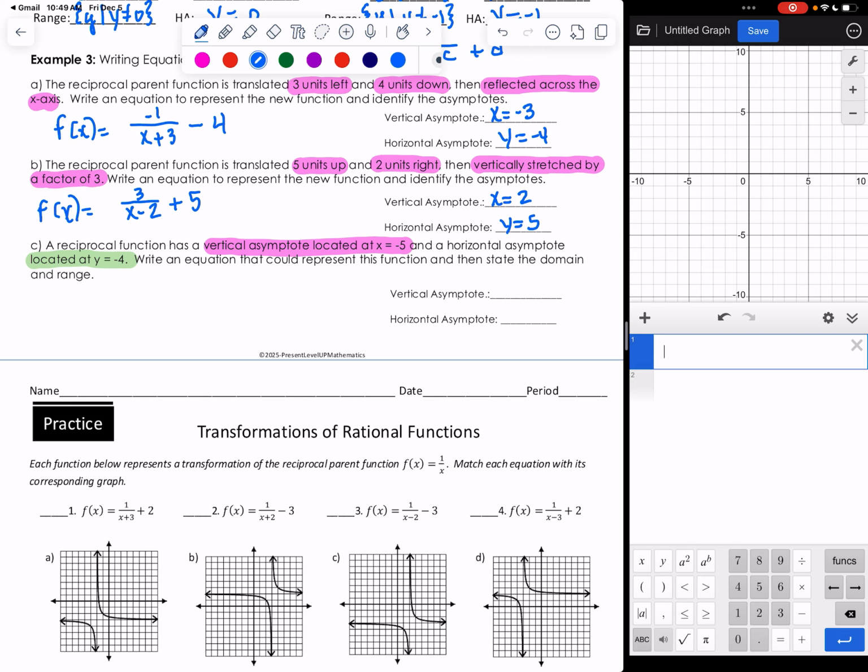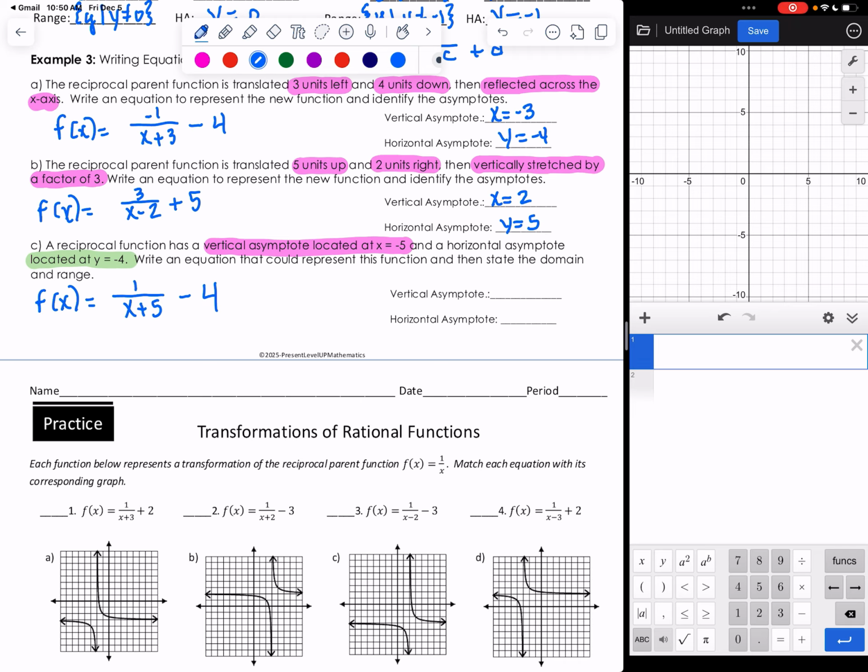So in this problem, it doesn't tell us if it's been reflected or stretched. So we're going to assume that the numerator is 1. Okay. It tells us we have a vertical asymptote at x equals negative 5. So that means the graph has shifted to the left 5. So that would be x plus 5. We have a horizontal asymptote at y equals negative 4. So that tells me the graph has been shifted down 4.